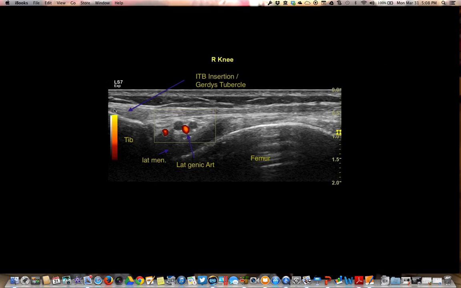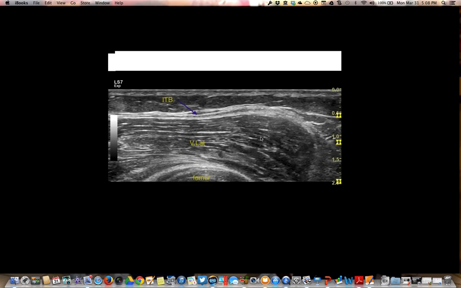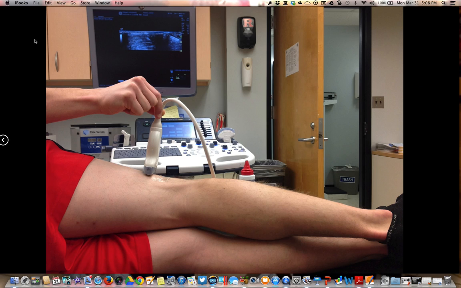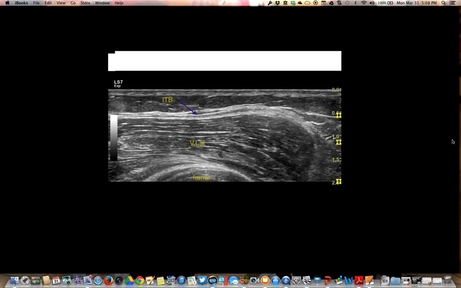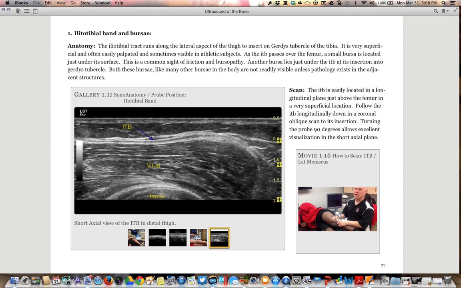Looking at the insertion in greater detail at Gerdy's, we see the lateral geniculate artery and the meniscus as well as the femur here. In position for a short axis view, as noted here, the ITB is very easily seen just above the vastus lateralis as well. Let's take a look at how to scan this area.